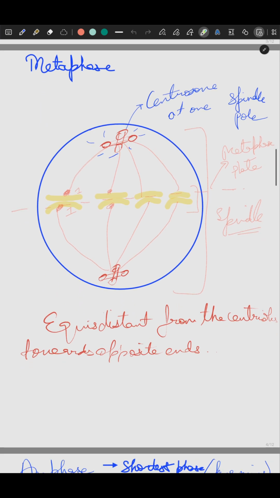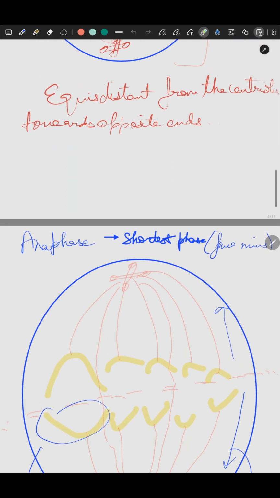So the next phase was metaphase. Centrosomes are at opposite poles. In the metaphase they are equidistant from each other, which means they are at equal distance from each other. They are at opposite sides right now. The spindle is formed correctly now.